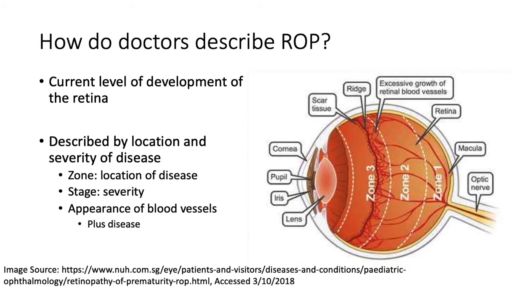When the ophthalmologist looks inside your infant's eyes or at photographs of the retina, he or she is evaluating the level of development of the retina. The ophthalmologist looks for the zone of growth, stage of disease, and appearance of the retinal blood vessels. The zone is how far out the retinal blood vessels have grown. The stage is the severity of ROP. And if the retinal blood vessels in the back of the eye have become thick and wavy, it is called plus disease, which can be a sign of severe ROP.